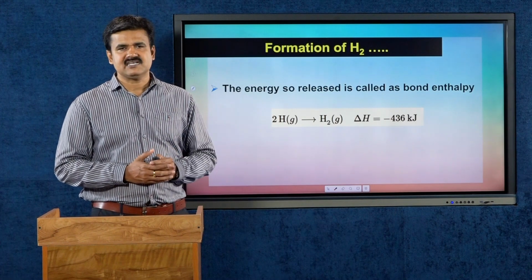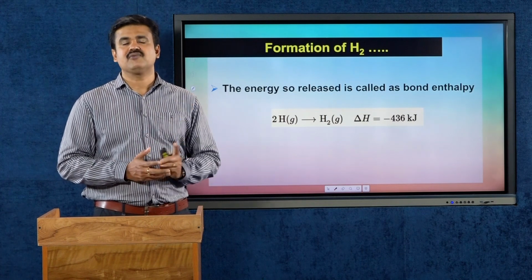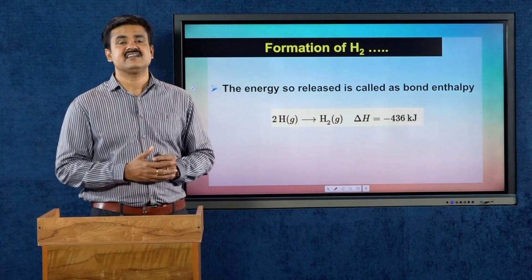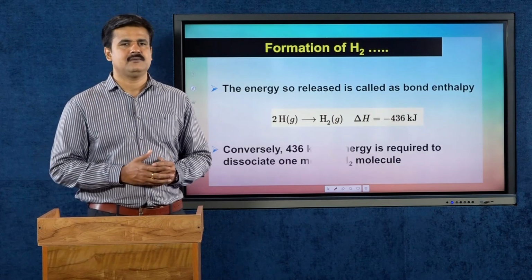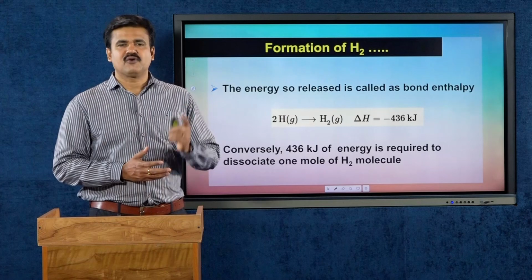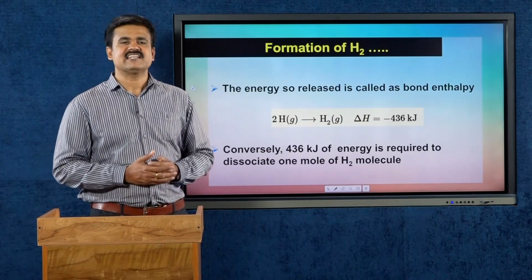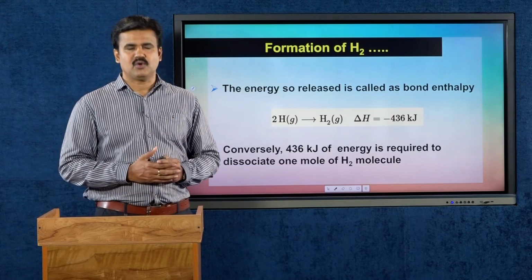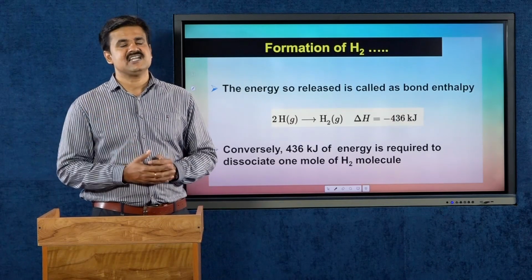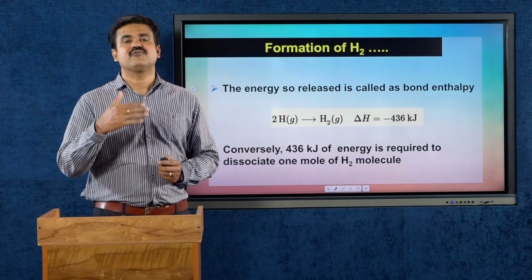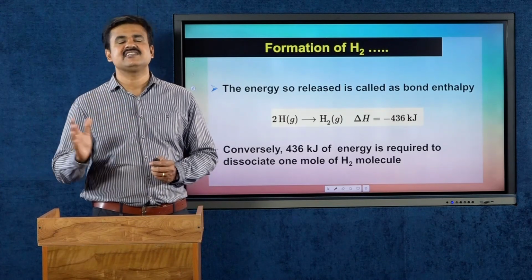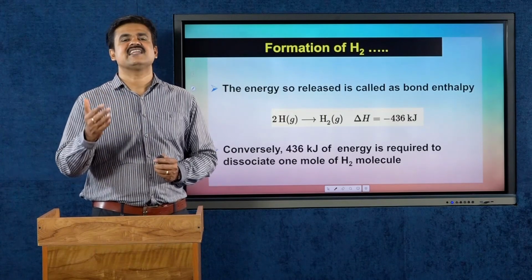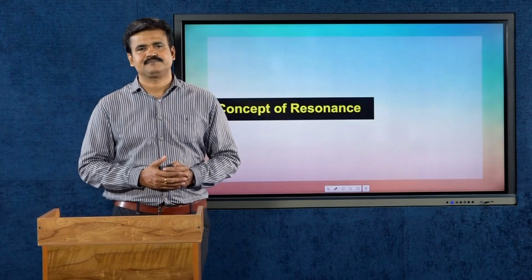It should be noted that during the formation of 1 mole of hydrogen from 2 hydrogen atoms in the gaseous state, the amount of energy liberated is 436 kilojoule. Conversely, 436 kilojoule of energy is required to dissociate 1 mole of hydrogen molecule into 2 moles of hydrogen atoms. That is, bond formation is an energy liberating process, and bond dissociation or bond breaking is an energy absorbing process.